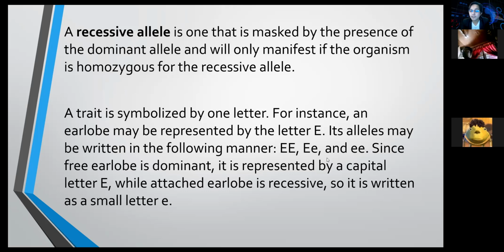And two small letter e means that it carries two recessive alleles. This is now the time that in the progeny, you can actually see the recessive allele, or it will manifest in the progeny. Since free ear lobe is dominant, it is represented by capital letter E, while attached ear lobe is recessive, so it is written as a small letter e.